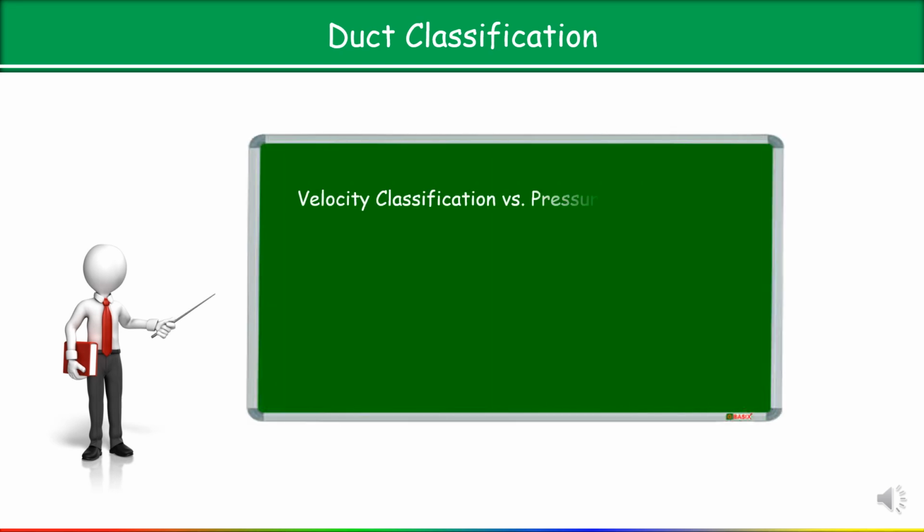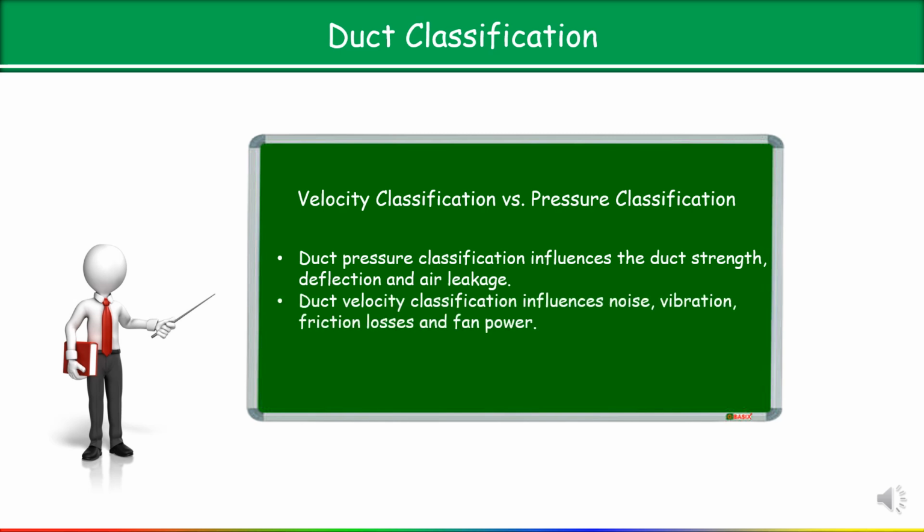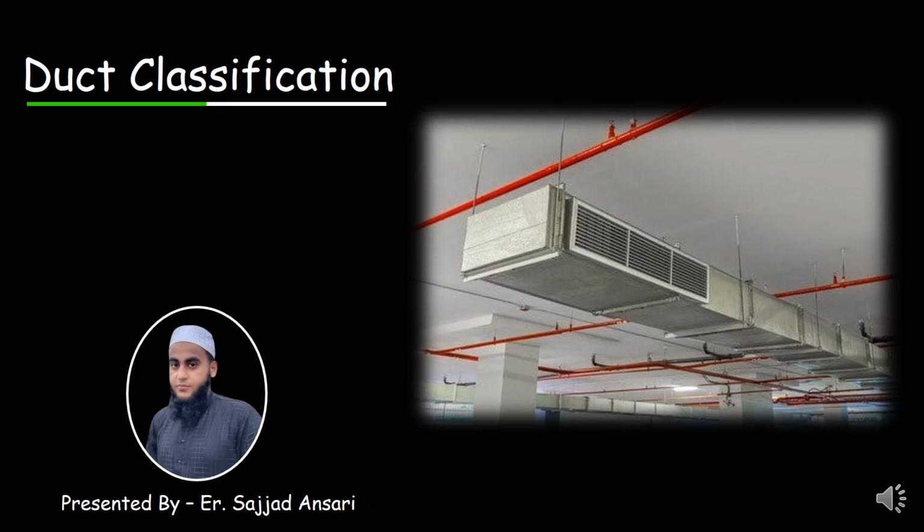Now let's see the difference between velocity and pressure classification, duct velocity and duct pressure classification. The first point is that duct pressure classification influences the duct strength, deflection and air leakage, and duct velocity classification influences noise, vibration, frictional losses and fan power. So these are the main differences between velocity and pressure classification.